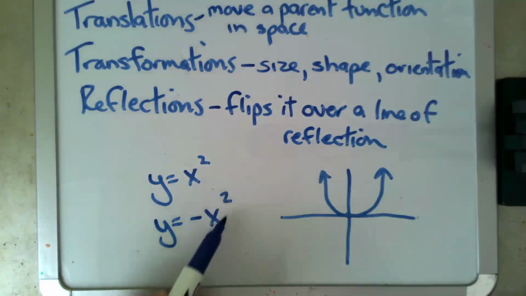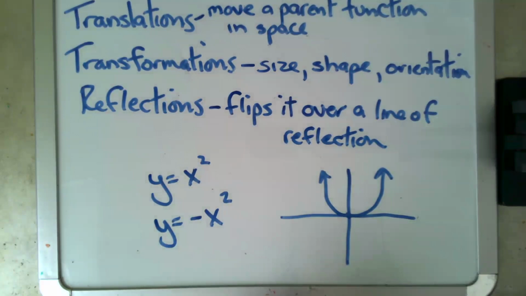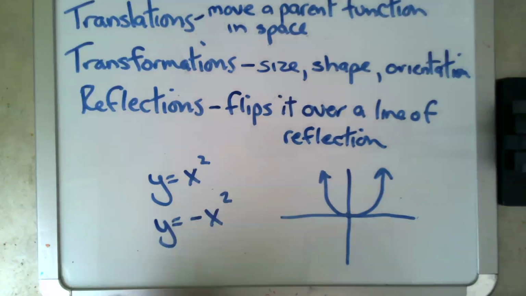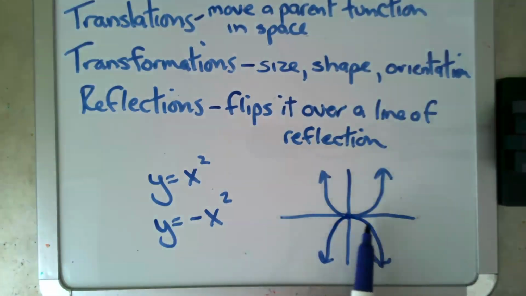We do our exponents first, then we do our multiplication. So this negative is a vertical reflection. It is affecting the x squared. And in a vertical reflection, every y that was positive becomes negative. So we are flipping it over the x-axis.